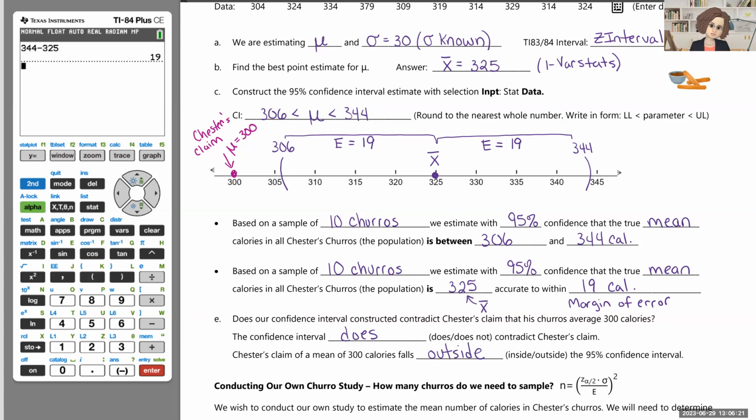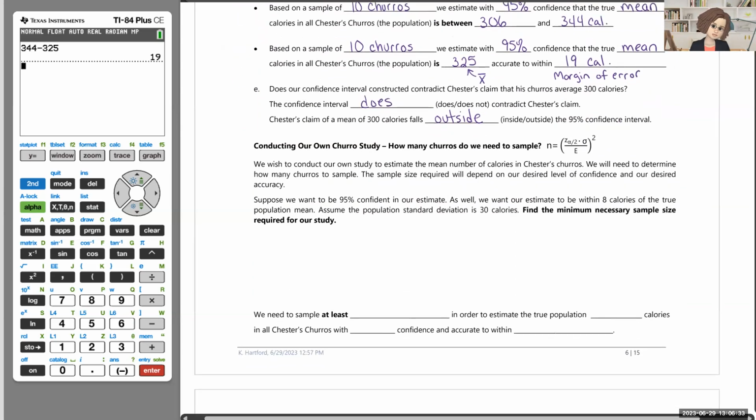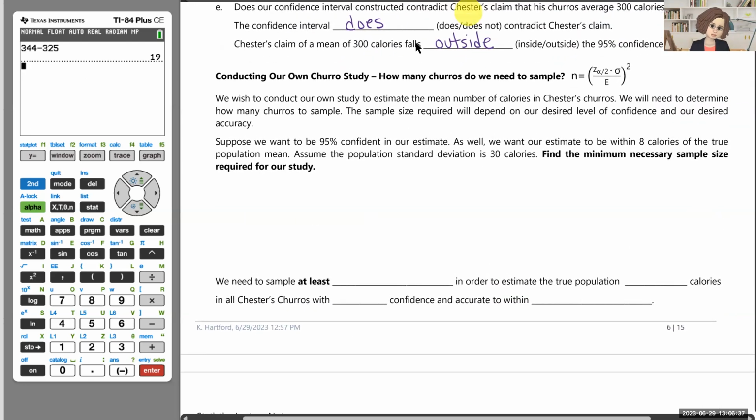All right, so we're going to follow through with one more example here regarding the churros. When we conduct a study, we do have to determine our sample size. So let's say that we would like to conduct our own study here on churros. We would need to figure out how many churros we need to sample.